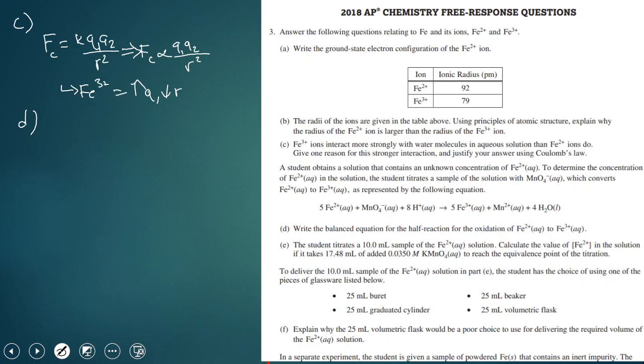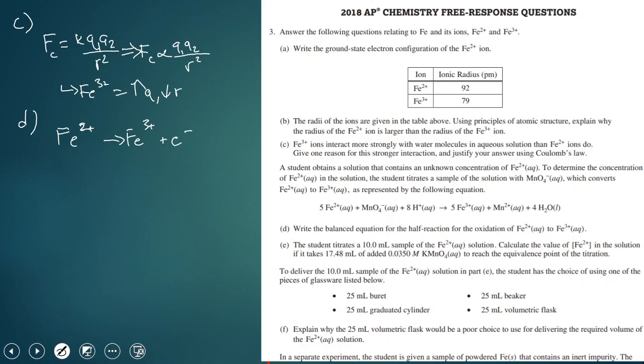A student obtains a solution that contains an unknown concentration of Fe2+. To determine this concentration, they titrate it with the permanganate ion. So it's a redox titration, and we convert Fe2+ to Fe3+, as represented in the following reaction. Part D says write the balanced equation for the half reaction of the oxidation from Fe2+ to Fe3+. Okay, well, this is a very straightforward question because you don't have to consider any of the rules when you're balancing. All you had to say was, okay, so we go to Fe3+, and then we have an extra electron.